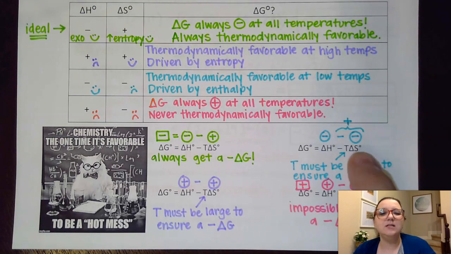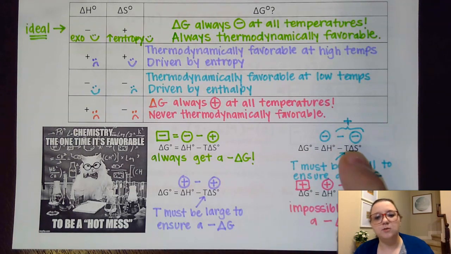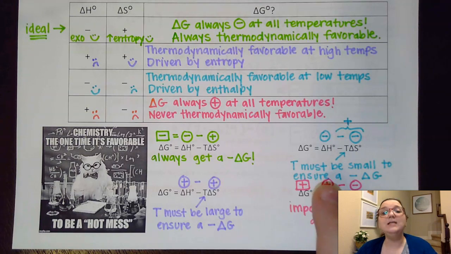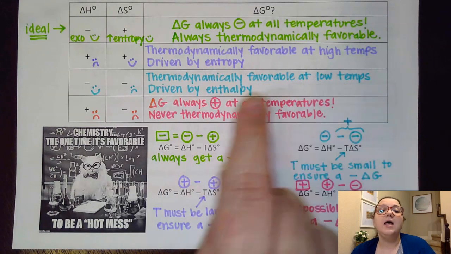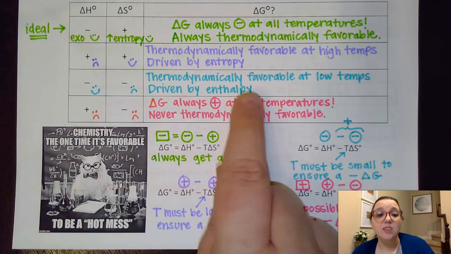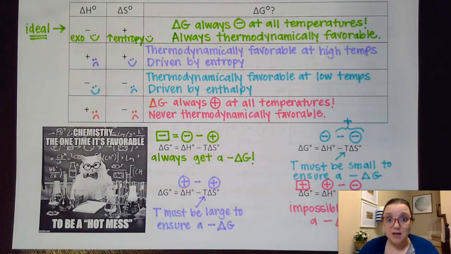Because if this minus T delta S is too big, then that's going to throw the delta G positive. So I need this term over here to be fairly small, which means I need the temperature itself to be small in order to ensure a negative delta G value, in order to ensure thermodynamic favorability. So you notice I put on here, this is only thermodynamically favorable at low temperatures, and we would say that it is driven by the enthalpy. The enthalpy is what's providing us with the possibility of us actually being thermodynamically favorable and getting a negative delta G.